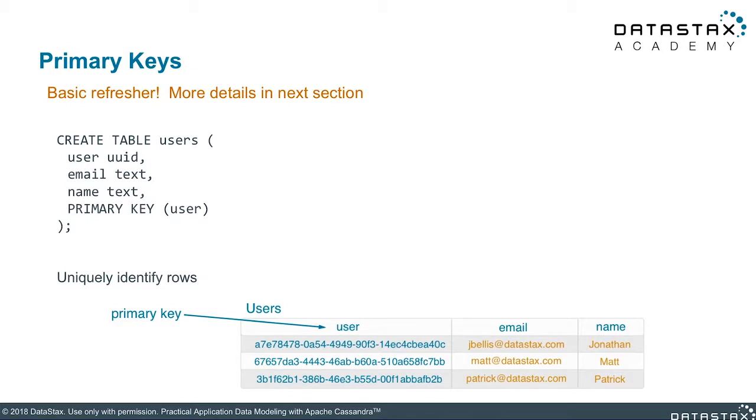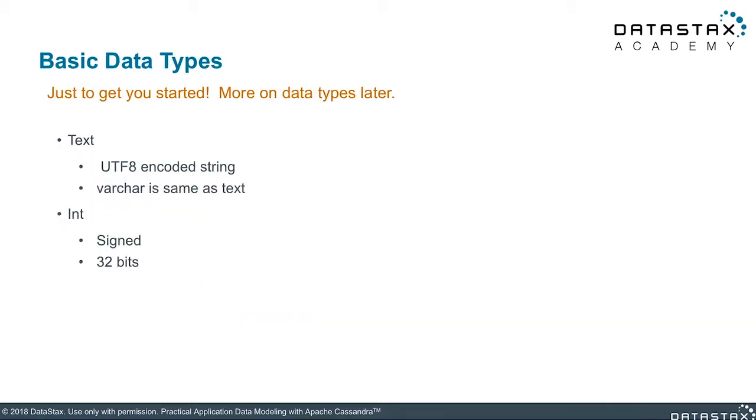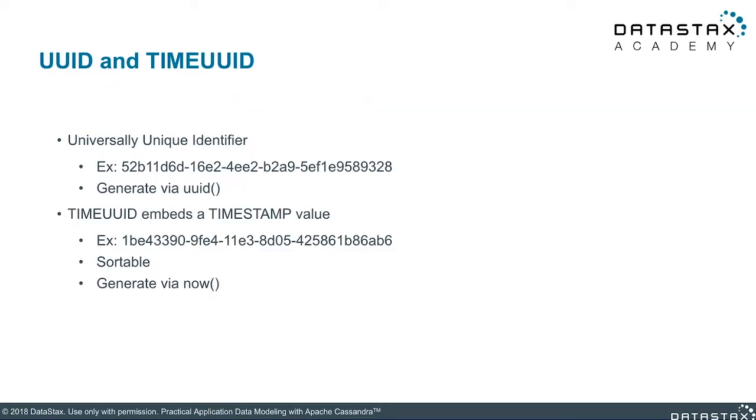Let's introduce a few of the basic data types that we can use to define columns in our tables. The most commonly used types are the text or varchar type, which represents a UTF-8 encoded string, and the int type, which represents a signed 32-bit integer. As we saw previously, it is also common to use unique identifiers as primary keys to guarantee unique rows in our tables. Cassandra supports type 4 UUIDs based on random numbers through the UUID type, and type 1 timestamp-based UUIDs through the timeuuid type.